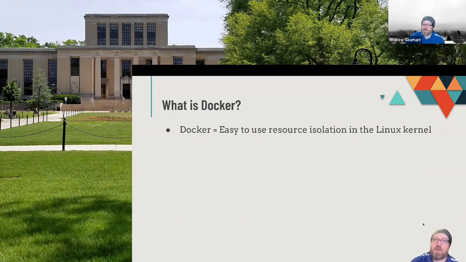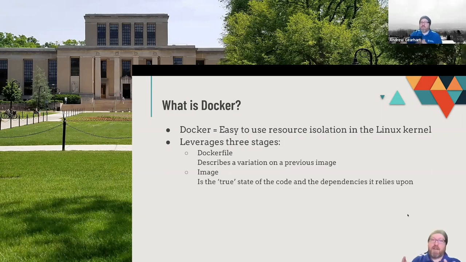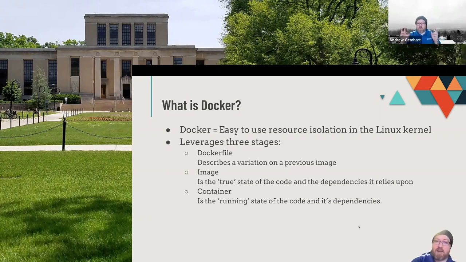It leverages three different stages: a Docker file, which describes a variation of a previous image. You always start from an image of some sort. Then an image that you're actually creating from that Docker file. It's the true state of the code and all of the dependencies that the code inside of the Docker image relies upon. And then finally, you have the container. The container is the quote running state of the code and its dependencies.